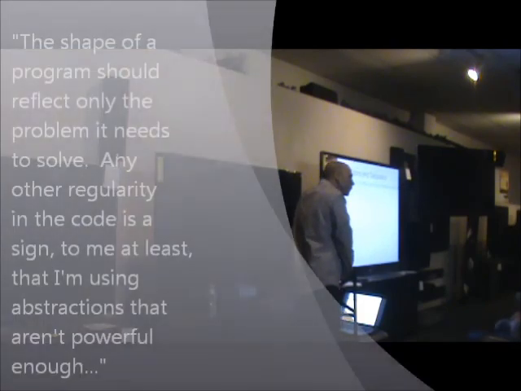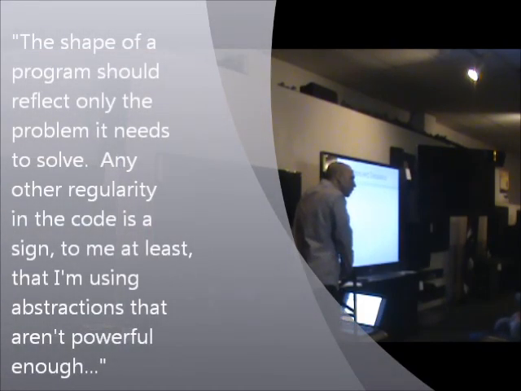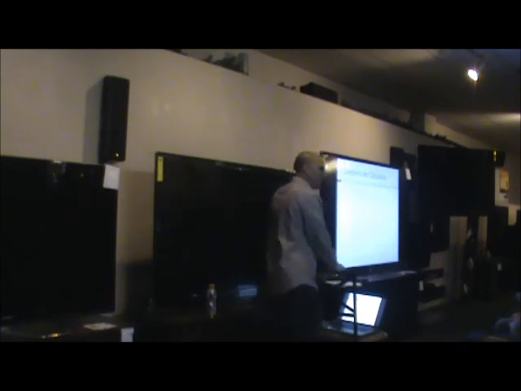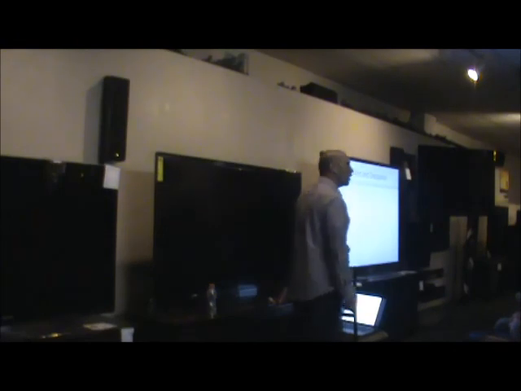Paul Graham wrote this: the shape of a program should reflect only the problem it needs to solve. Any other regularity in the code is a sign, to me at least, that I'm using abstractions that aren't powerful enough. Often that I'm generating by hand the expansions of some macro that I need to write. Of course, he's a Lisp programmer, so that's why he says macro. And he's living in a university. And yeah, I would disagree.